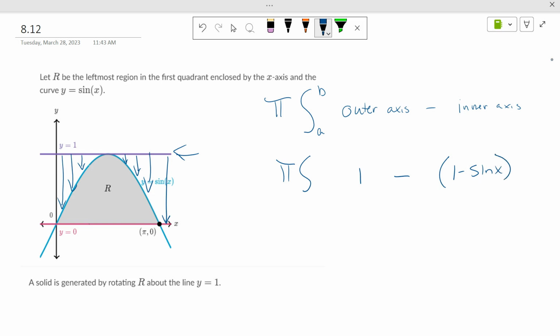Boom. All right. So, then this goes from here to here because we're wrapping around something, a horizontal axis. So you use the horizontal axis numbers. So you're going to go 0 to pi, and these are each squared. Then dx. Okay.